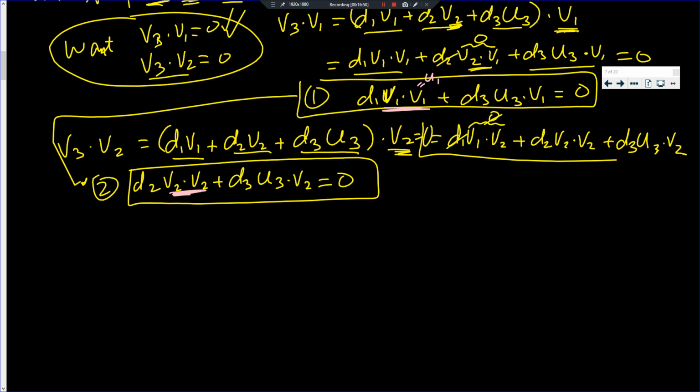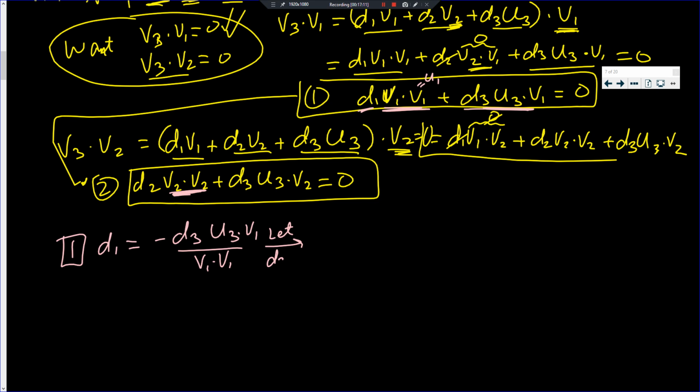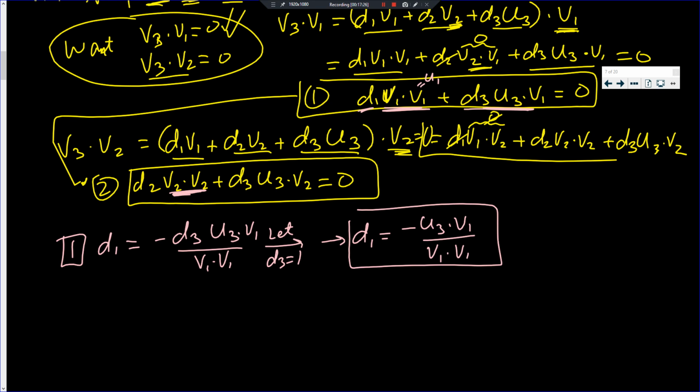Okay, so from equation 1, we'll solve for D1. D1 is equal to, bring this to the other side, negative D3 U3 dot V1 all over V1 dot V1. And let D sub 3 equal 1. So we get that D1 is equal to negative U3 dot V1 all over V1 dot V1. So we have D1. And from equation number 2, since that's not 0, we can solve for D sub 2.